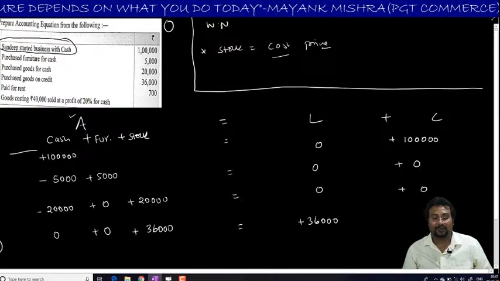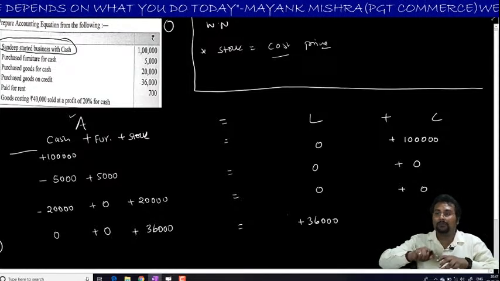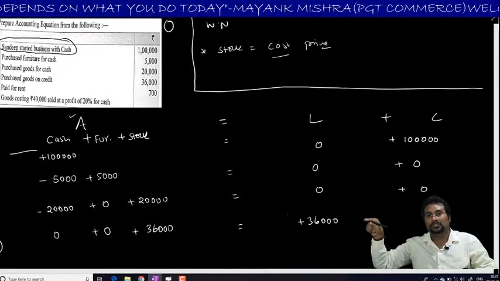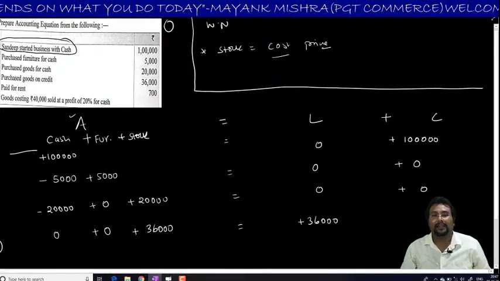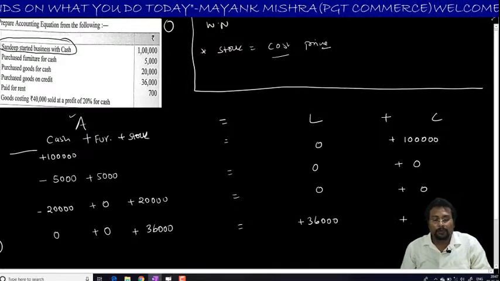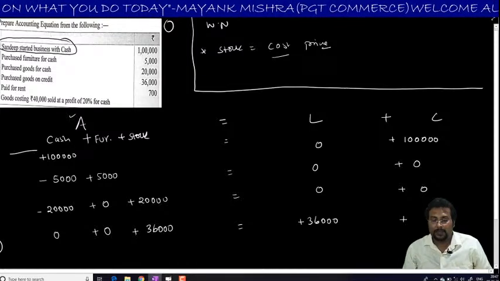How much is it? 36,000. We purchased the goods on credit, so we have to make the payment in the future. It is a future payment, that's why it will be considered a liability and added in the liability column. No profit and no loss in this transaction, so in capital it will be 0.